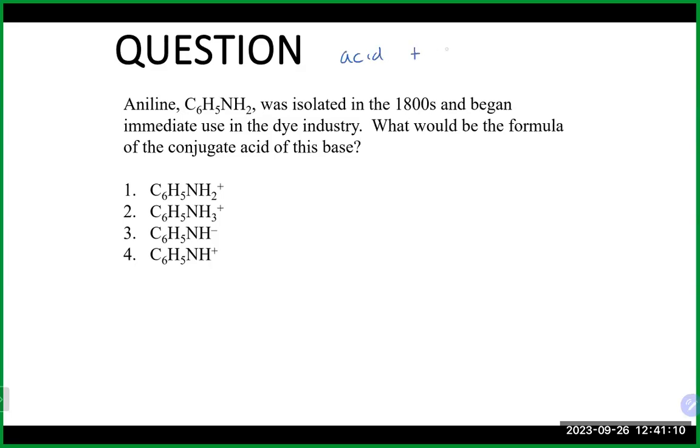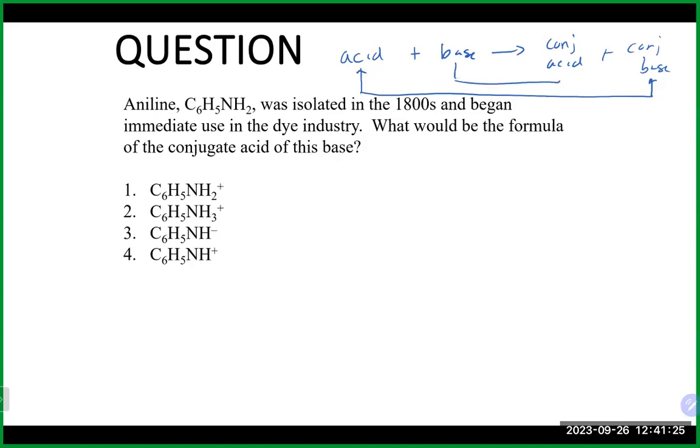So if we think about our relationship, on one side we have the acid, and its partner on the other side is the conjugate base. And on one side we have the base and its partner is the conjugate acid. By the way, that is typically how it is usually done. Regular old acid and base is on the left-hand side of the arrow, your conjugate partners on the right-hand side of the arrow. So in this particular case, we're looking for the conjugate acid.